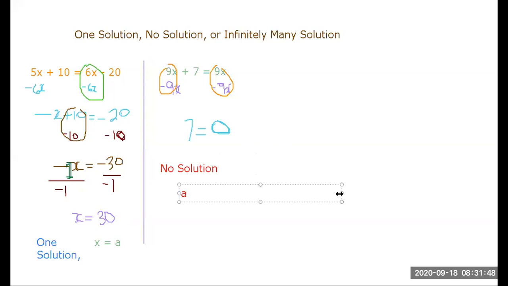Maybe I could put a right there. And then I'm going to put a b right here. And we're going to say a is not equal to b. So that's how we'd write it. For one solution, x is equal to a, whatever a is. It could be whatever number. For no solution, we're saying a is not equal to b. 7 is not equal to 0. There is no solution in there.